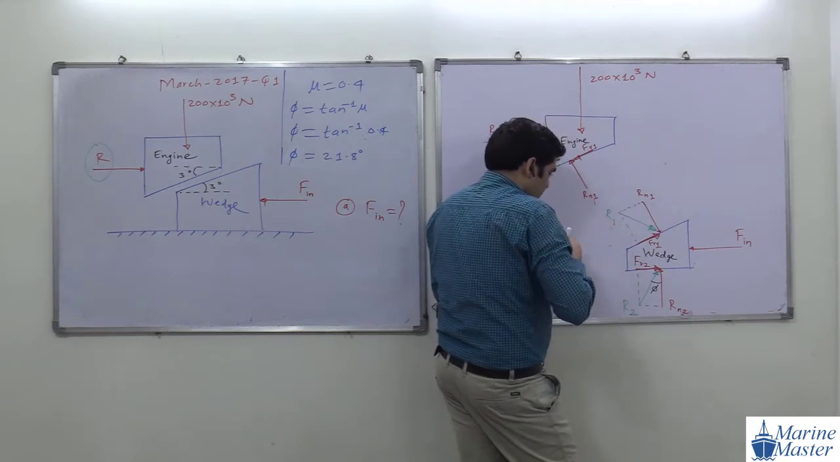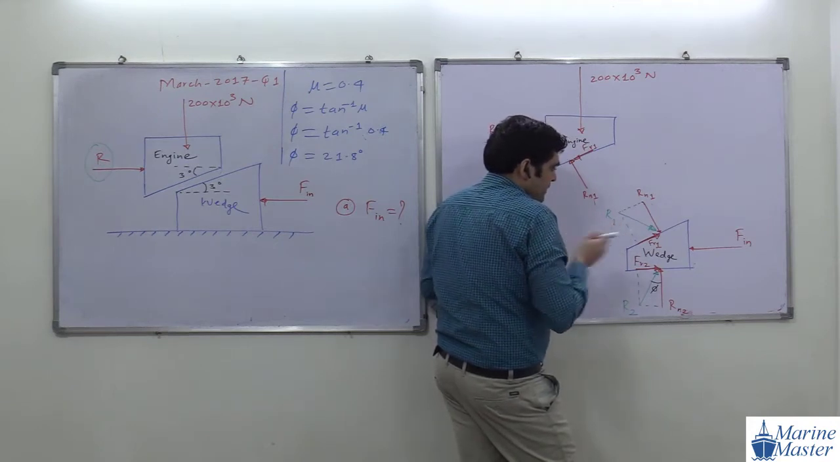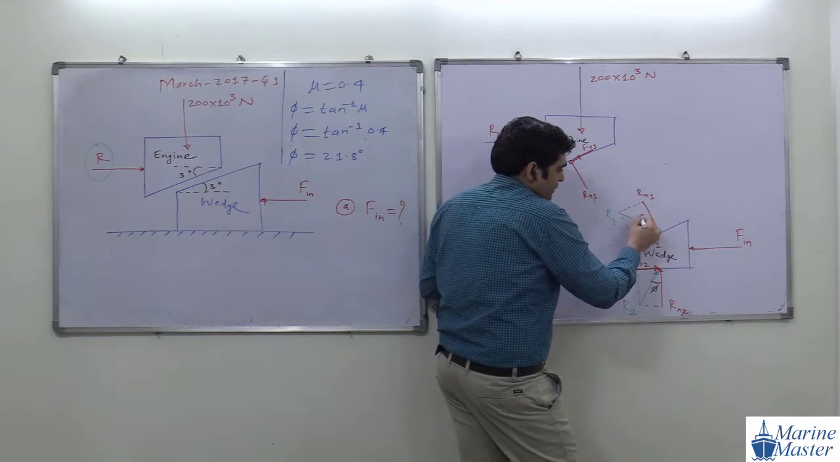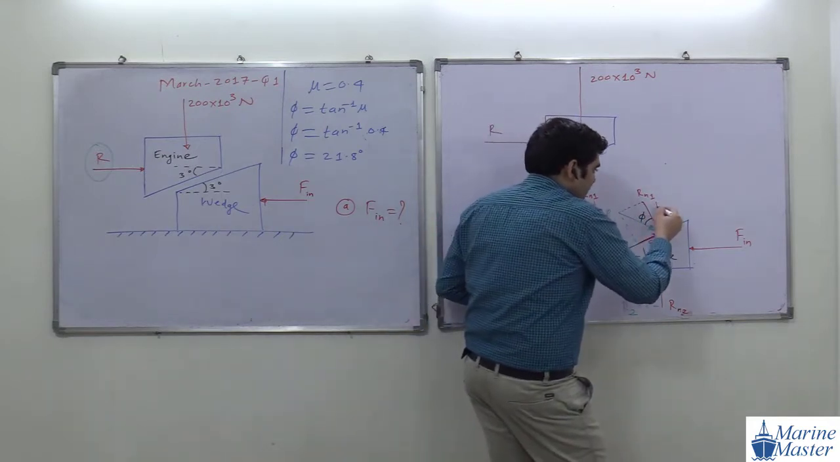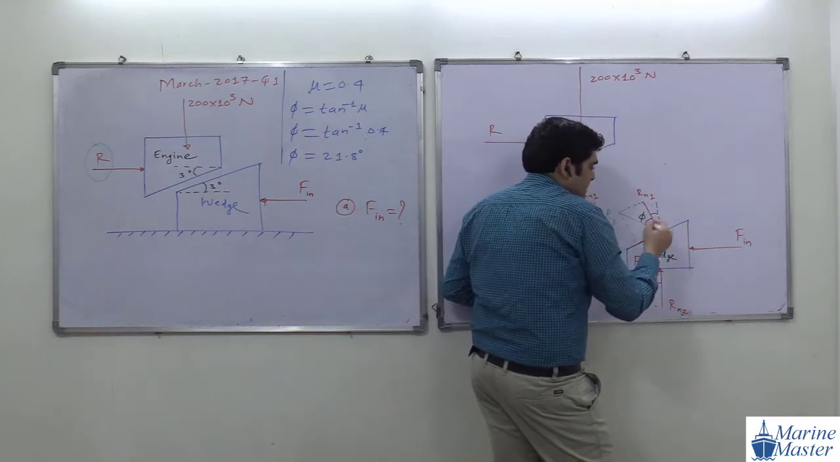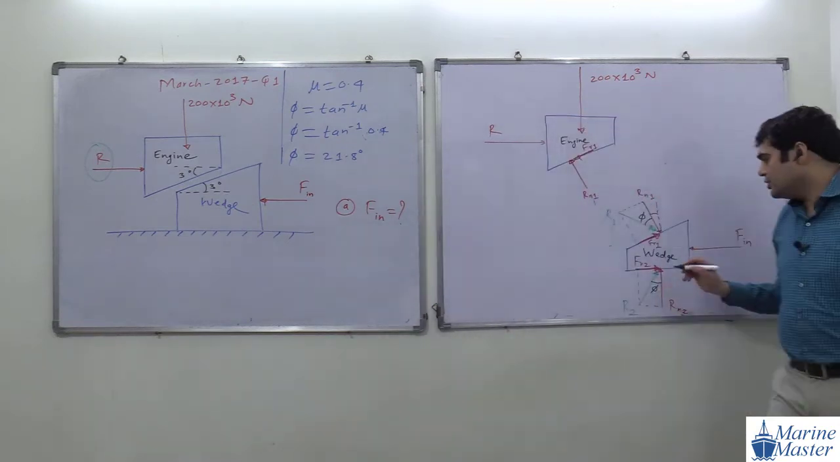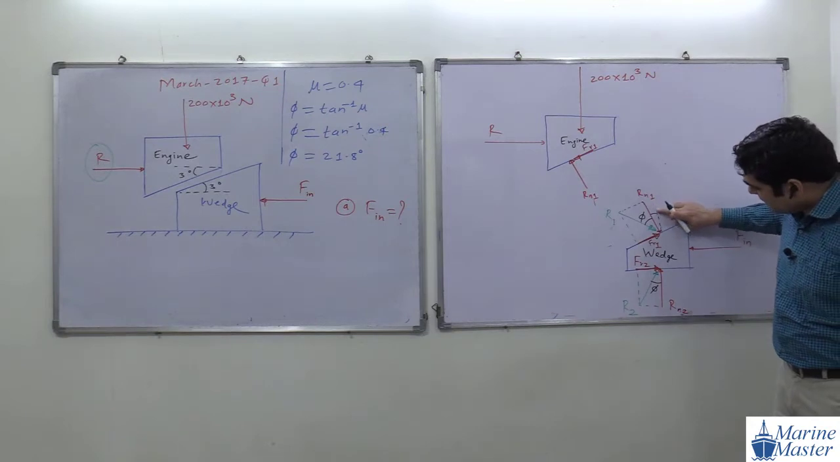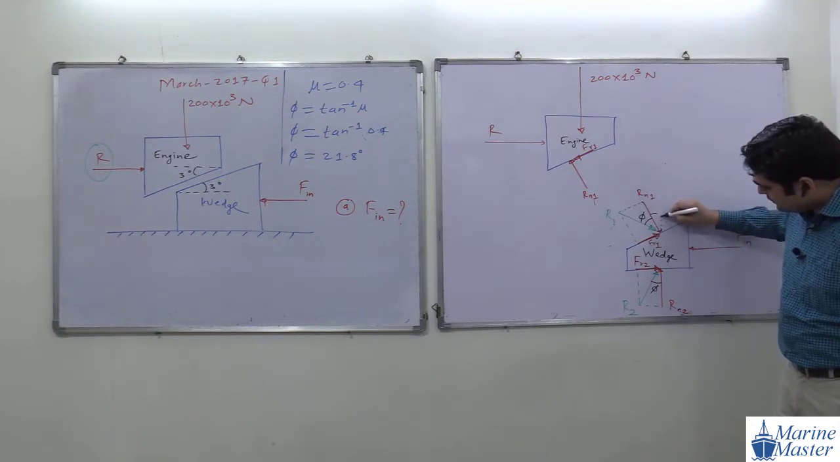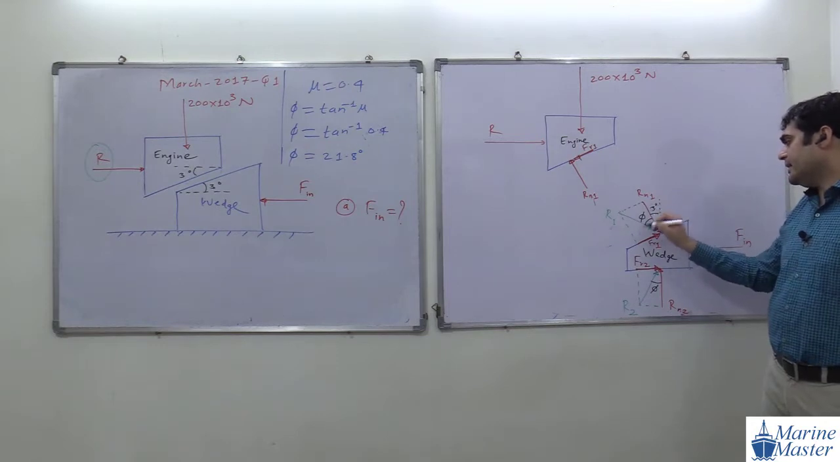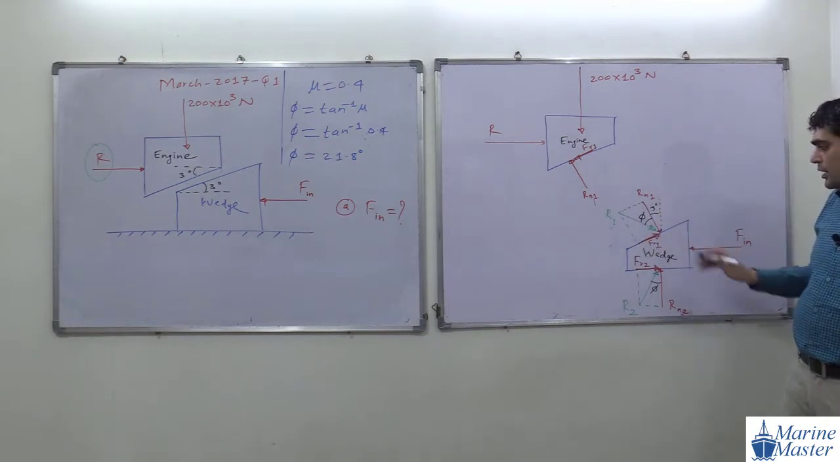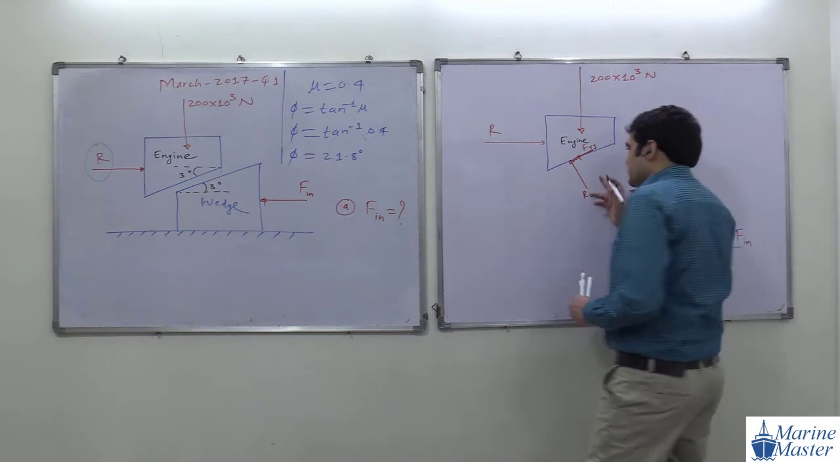So what will be the scenario here? This angle of friction will be phi. Then there will be a vertical line. This is a vertical line, and this angle will be 3 degrees, the taper angle. Okay, good. Then we will come to this drawing.